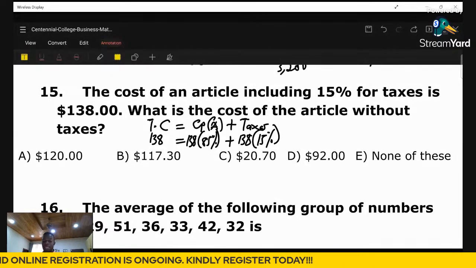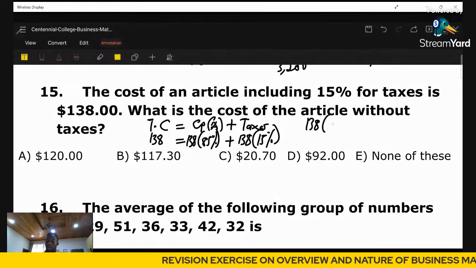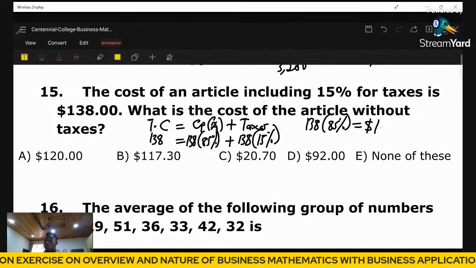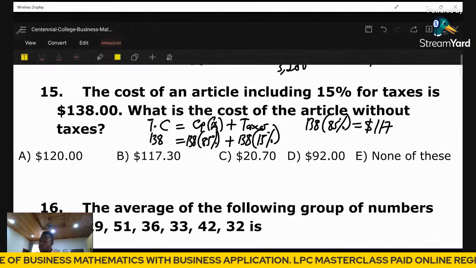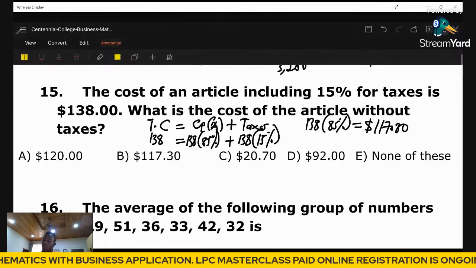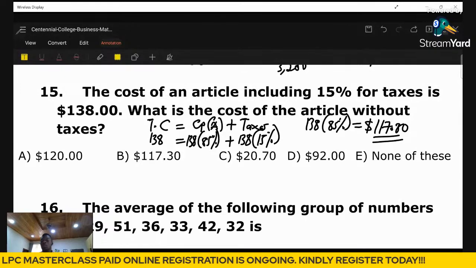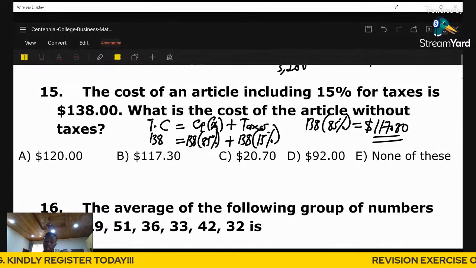So when I applied 85% on 138, so that's going to be 138 multiplied by 85%, I had a total of 117. You can also confirm for me, that is question number 15. 117.30 dollars. So this is actually the cost of the article without taxes. The cost of the article without a tax. So let's take note of that.